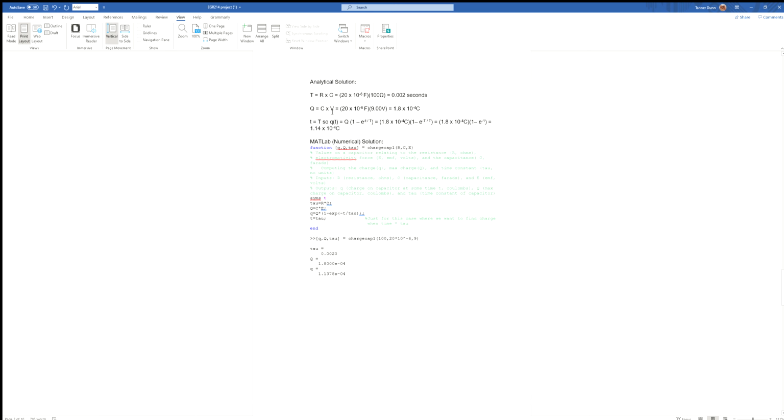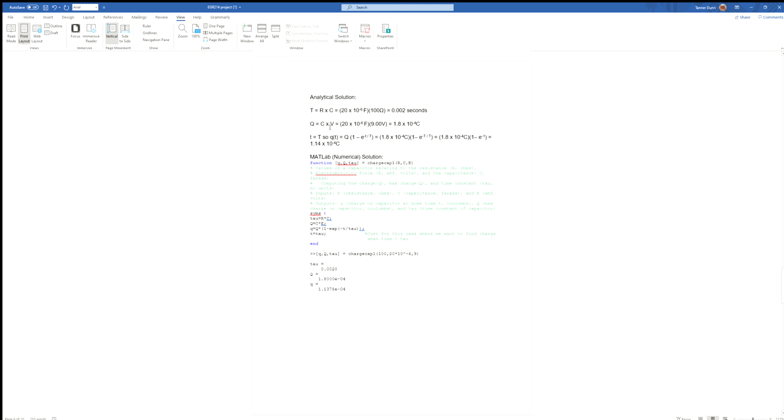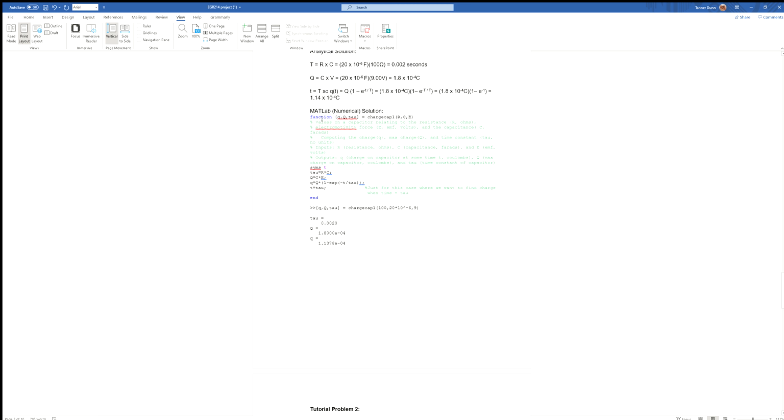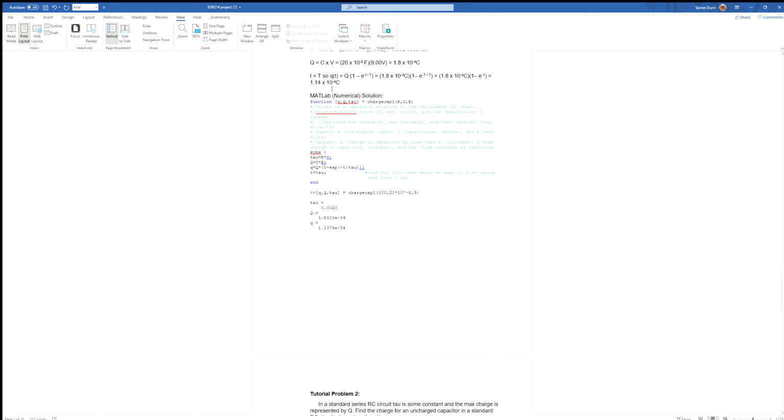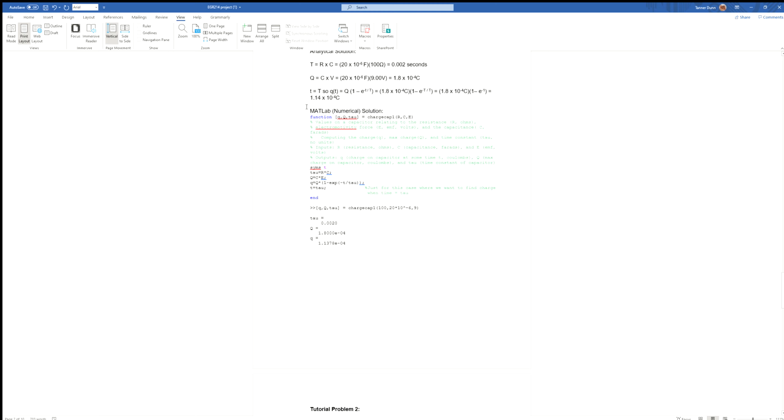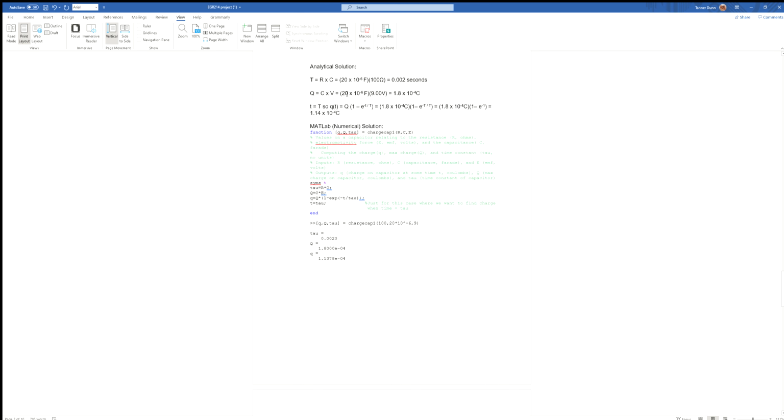I typed in V here, but that is supposed to be EMF, and that is volts for batteries. So plugging that in, we get 0.002 seconds for our tau. For our max charge, we get 1.8 times 10 to the negative 4 coulombs, which is our Qs. And then for our charge, when tau equals t, those would cancel out and equal 1 minus e to the negative 1, which equals 1.14 times 10 to the negative 4, borrowing our max charge from previous.